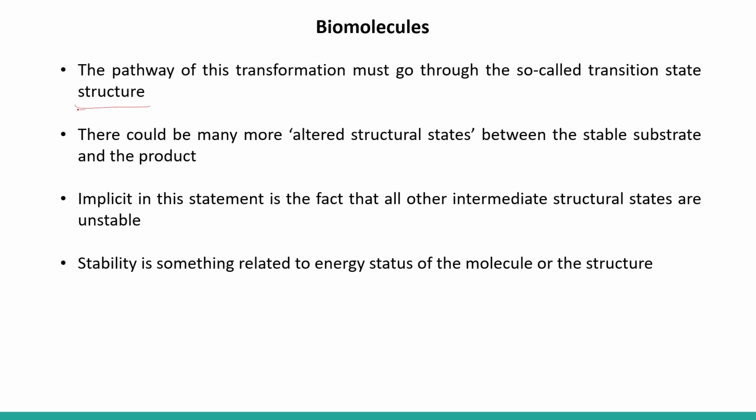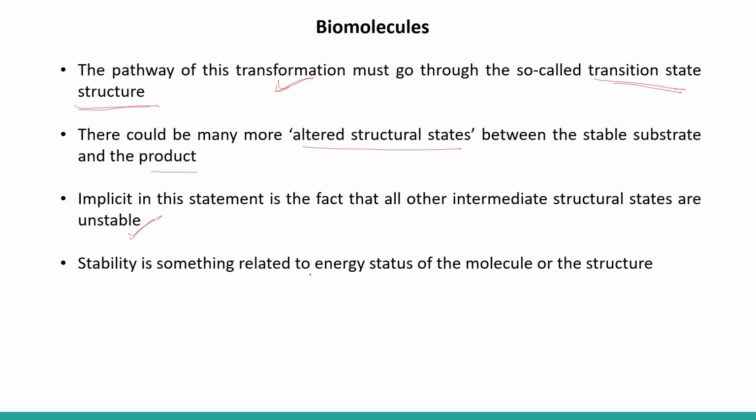So every enzyme-catalyzed reaction undergoes this transient stage, and in this transient stage, what happens? Transformation. And how does the transformation occur? Transformation occurs by the breaking of the bond in the substrate molecule. So there could be many more altered structural states between the stable substrate and the product. Implicit in this statement is the fact that all other intermediate structural states are unstable. So this is unstable, and that is why it breaks the bond.